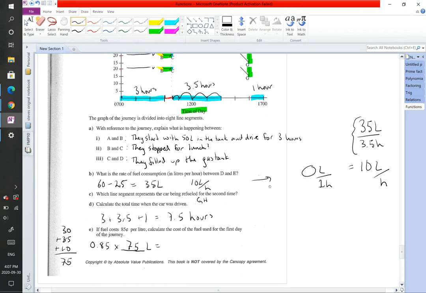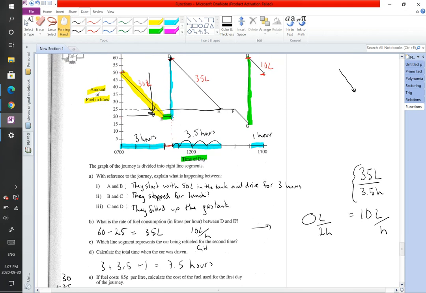Oh man, I totally missed. You're probably all laughing at me right now. I totally missed another driving section. We were driving right here as well. That's not only going to change the amount of liters we use, it's going to change the time. So that adds 1 extra hour here.